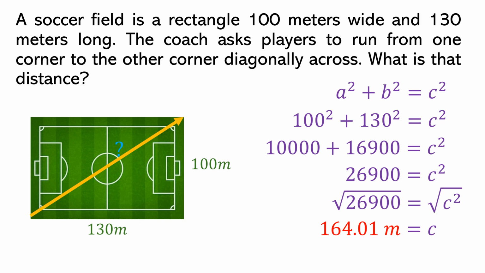If your answer is smaller than 130 or smaller than 100, that is impossible, because the diagonal should be the longest, since it's the hypotenuse. It's opposite to the 90-degree angle. It should be the longest side. It shouldn't be equal to or shorter than the remaining two sides.